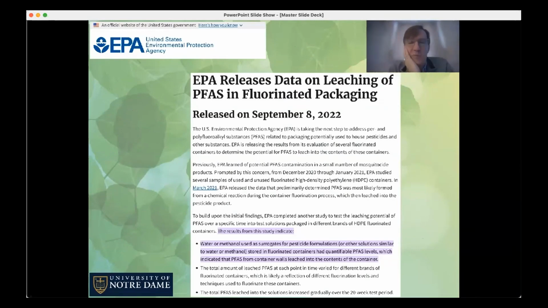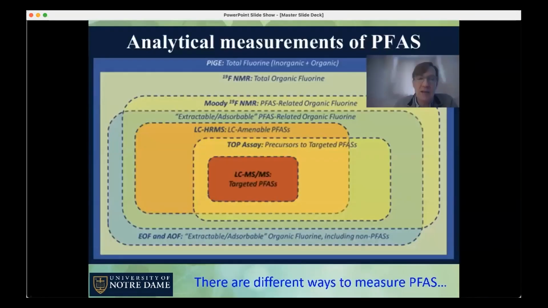This leaching result came out recently in September of 2022. They studied that there are surrogates you could put into these containers and leach out. When it comes to measuring fluorine overall, what should we do? So there's our LC mass spec. That's the red thing in the middle, and this is sort of a Venn diagram approach to it.